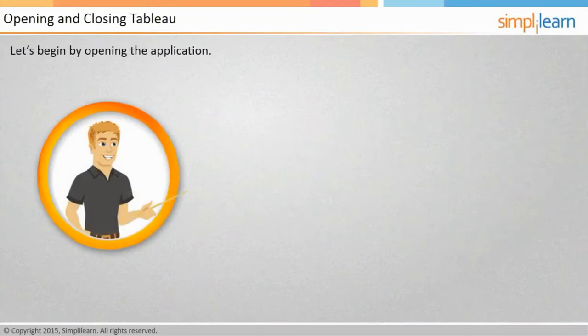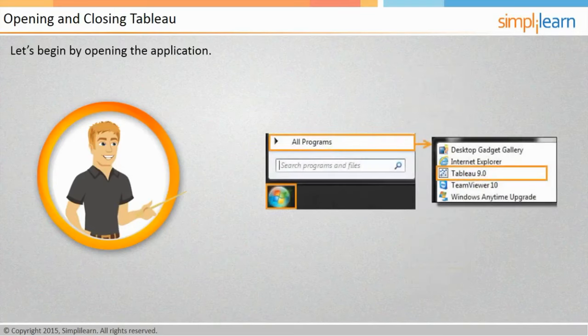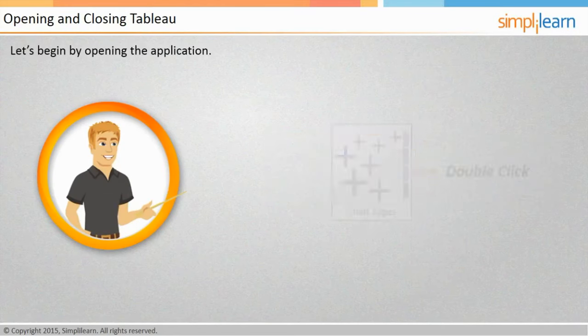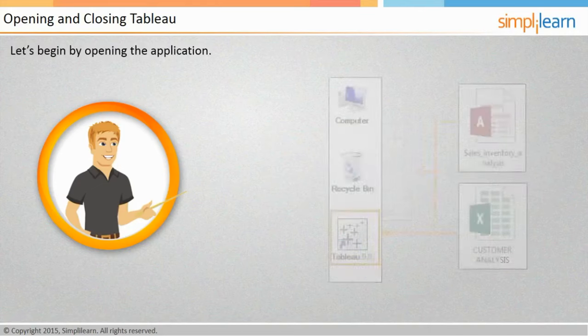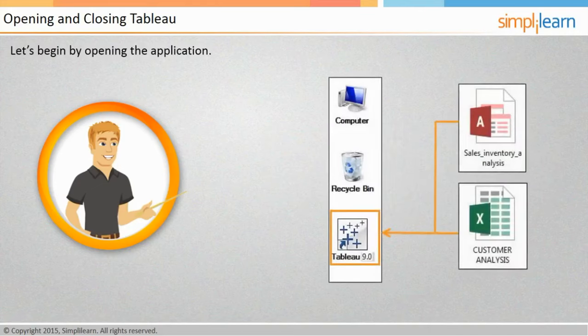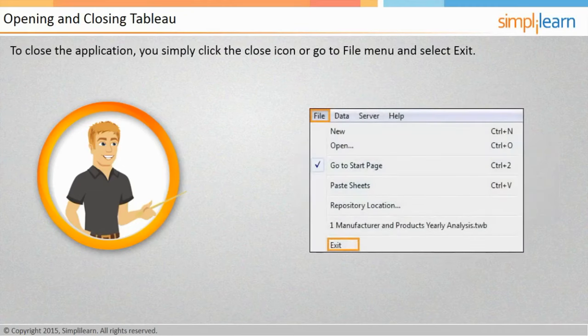Begin by opening the application. You can open the Tableau in 4 different ways. Double-click the Tableau icon on your desktop. Do not worry if you can't find the icon. Let's go to Start Programs, All Programs, locate and select Tableau. You can double-click a sample workbook or a bookmark file. You can also drag a data source file onto the Tableau icon or the application window. To close the application, you simply click the Close icon or go to File menu and select Exit.